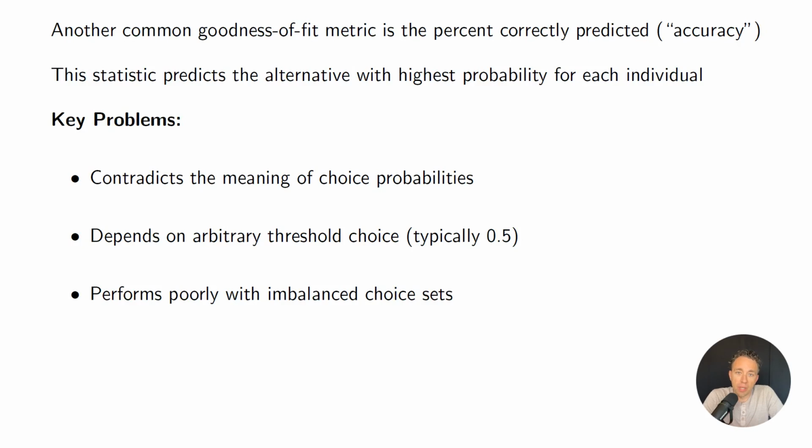It's also dependent on an arbitrary threshold choice. Typically in a binomial logit situation, we would say that if the predicted probability is over 0.5, then we're going to predict that 1 was chosen. Otherwise, we're going to predict that 0 was chosen. And this metric is also going to perform poorly with imbalanced choice sets. What we mean by an imbalanced choice set is that one of the options has a very small share, whereas the other option has a very large share. This is common in measuring disease prevalence, where maybe only 1 in 100 people have a particular disease, but we need to diagnose for it. That would be an example of an imbalanced choice set.